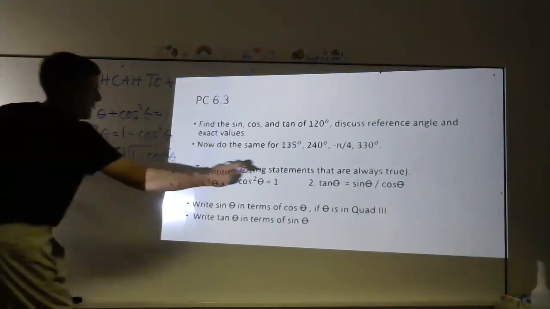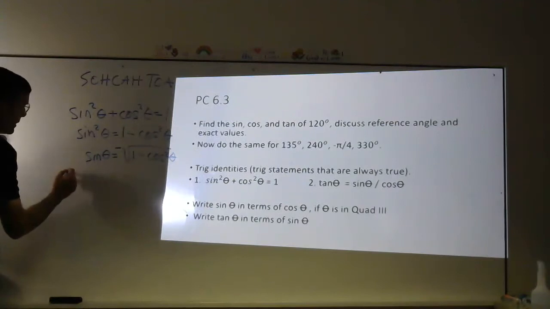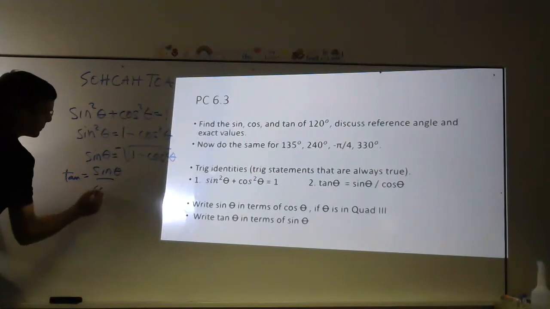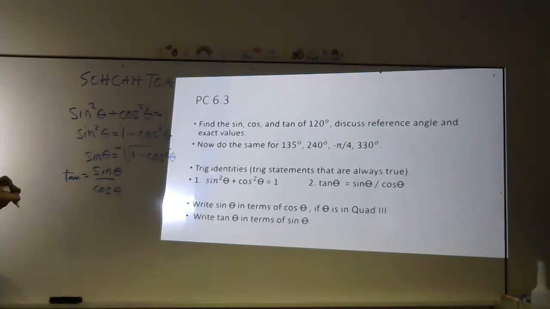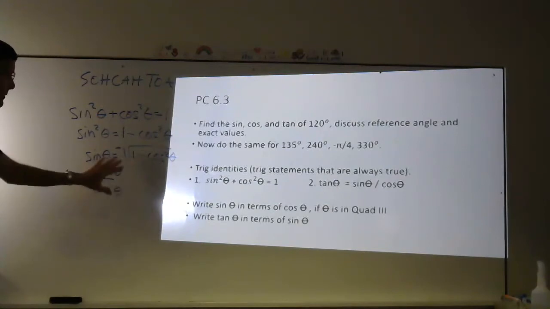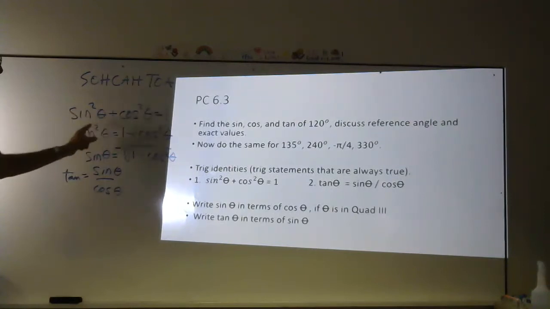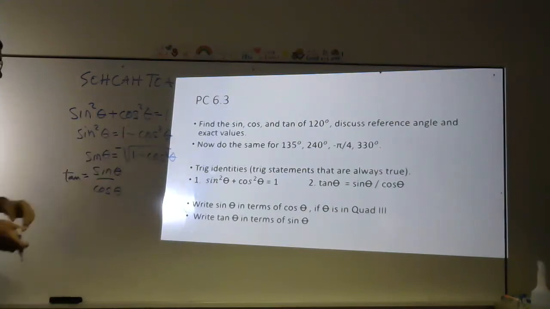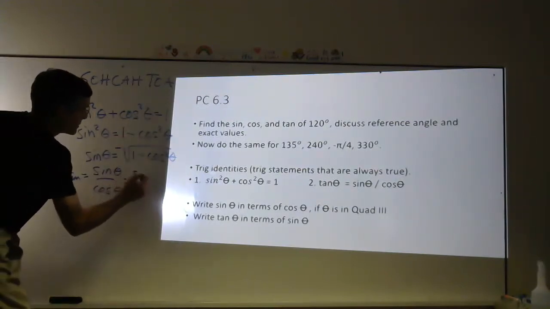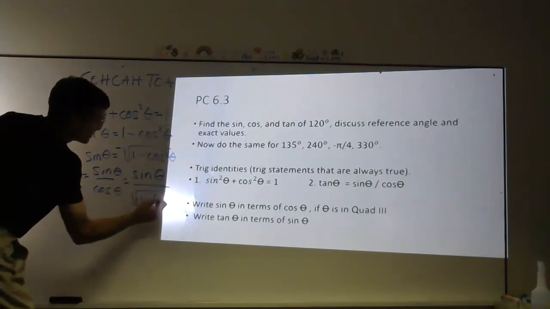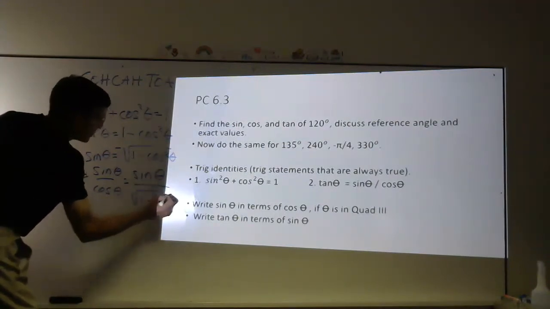How about writing tangent in terms of sine? All right, I know that tangent is sine over cosine. Now, in terms of sine, I can have nothing over here except sines. So I've got to get rid of this cosine. And I can do cosine just like I did here: cosine squared equals 1 minus sine squared, take the square root. So this is going to be sine theta over the square root of 1 minus sine squared theta.